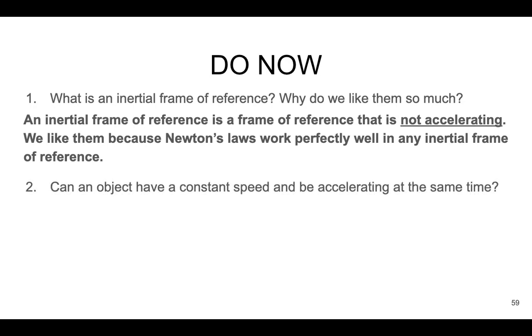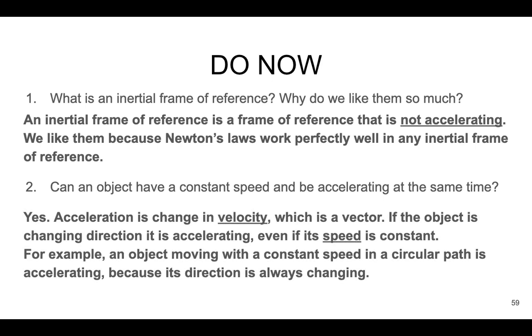So can an object have a constant speed and be accelerating at the same time? The answer is yes, because speed is not the same thing as velocity. Speed is only the magnitude of velocity. Speed is the scalar version. Speed only has magnitude, velocity has magnitude and direction. So if your object has a constant speed, the magnitude stays the same, but if it's changing directions, such as if it's going around a curved path, then it is accelerating because a change in either magnitude or direction counts as acceleration.